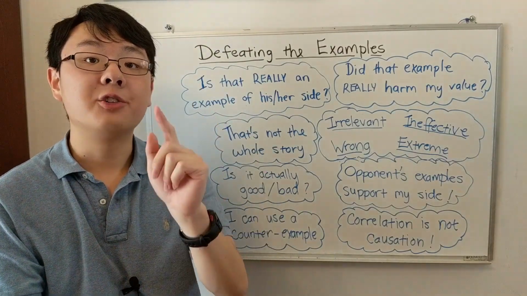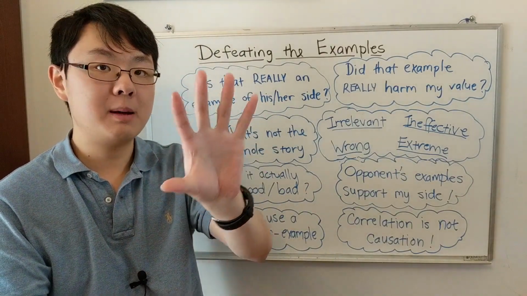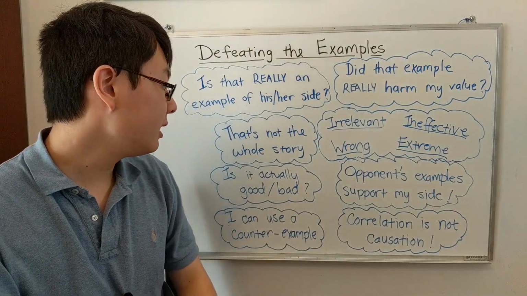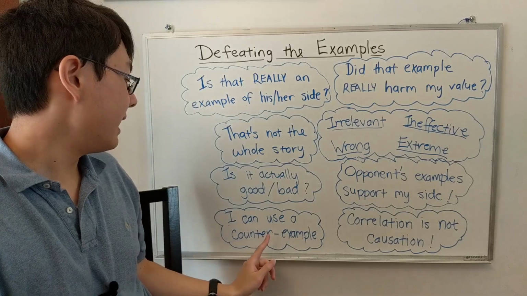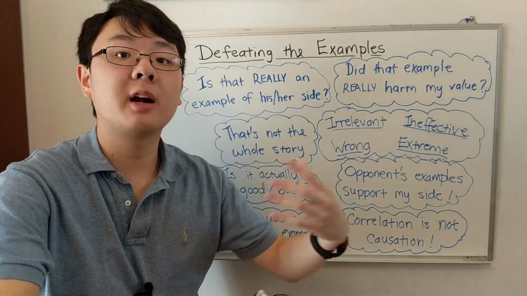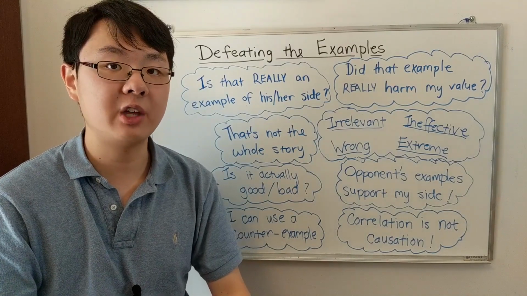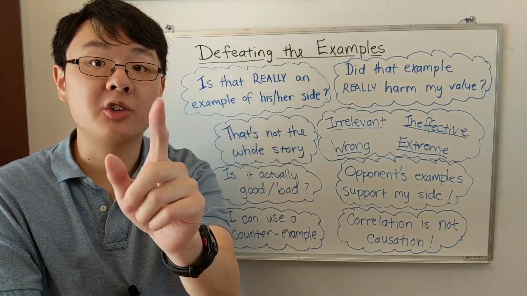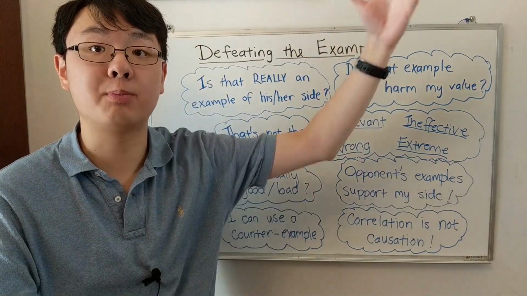Okay, another thing, this is very, very important. This is probably more important than all the other strategies, or maybe not, but it's pretty important. One thing you can do is provide a counterexample. What does this mean? It means you present another example. So if your opponent presents an example saying free trade leads to prosperity, your response can be an example of how fair trade leads to prosperity.